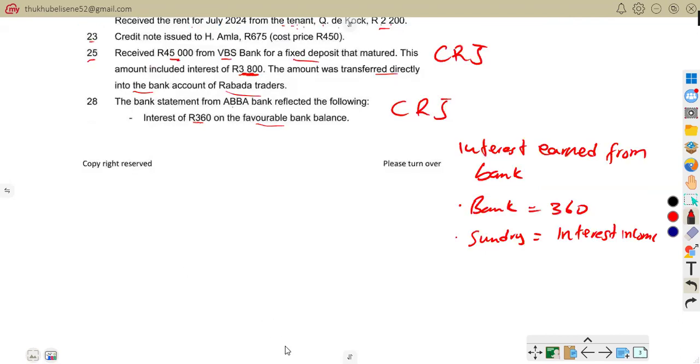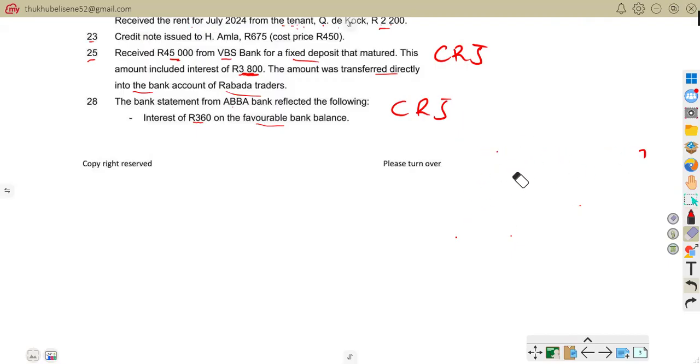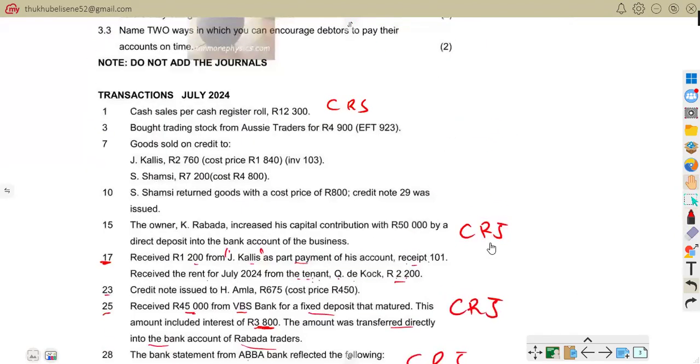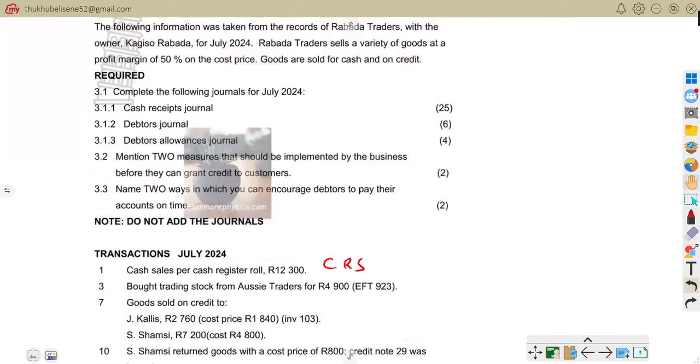So now let us go to another question, 3.112. 3.112 is about debtors journal. We are to do debtors journal.